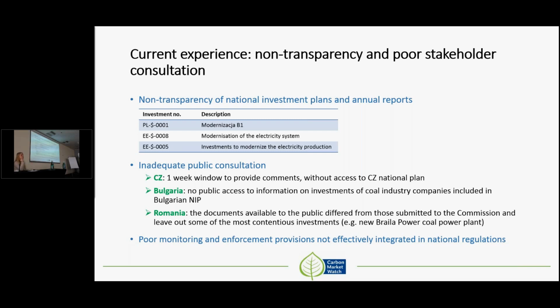And also when it comes to public consultation, there was a very short window of opportunity for the public to provide input, or even some information was hidden from them, especially regarding some contested investments. So there is a huge problem with transparency also in the monitoring, because every year member states need to submit their annual reports, and these annual reports are usually very vague. They're available, of course, in national languages, and there's no uniform system of how member states need to report how they used these investments.